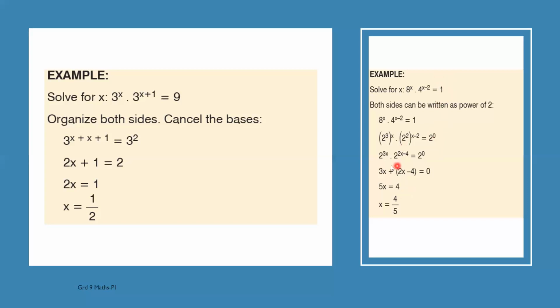Then add the powers here, guys. See, right? 3x plus 2x minus 4 equals 0. Then we have 5x minus 4 equals 0. Right? 3x plus 2x is 5x, minus 4. Take this 4 to the other side of the equation, it will be positive 4. So 5x equals 4 and x equals 4 over 5.